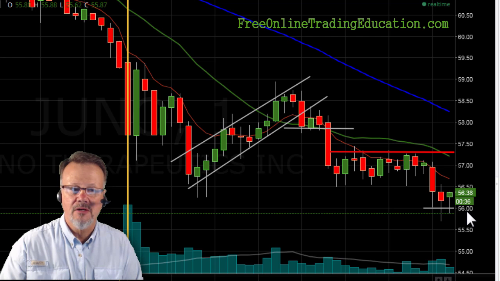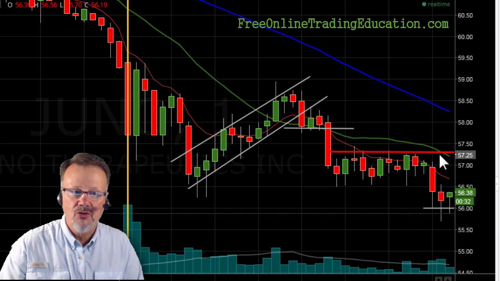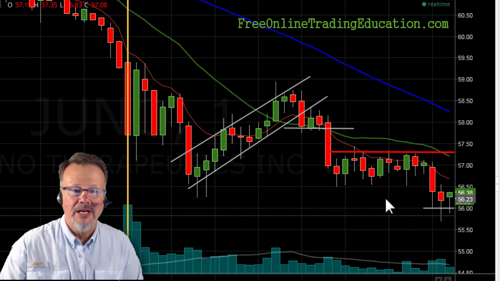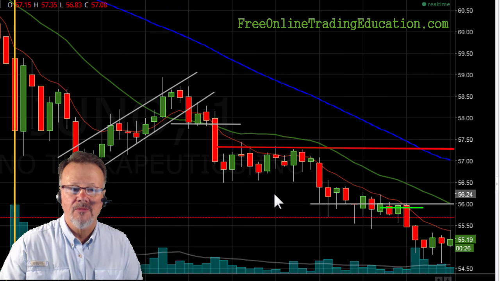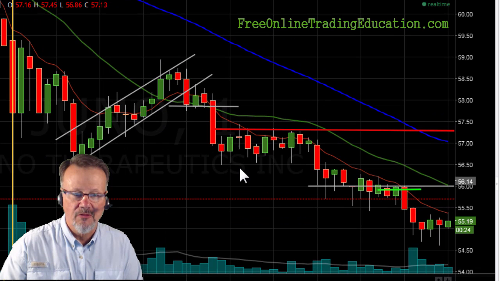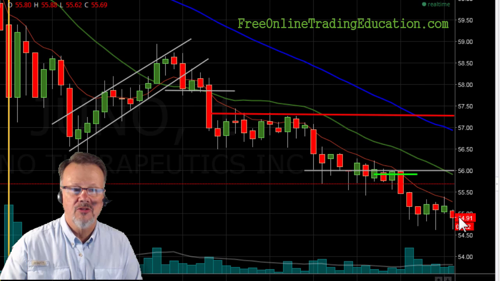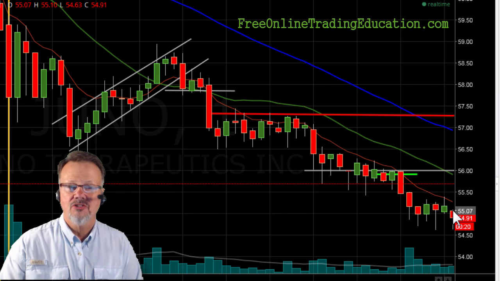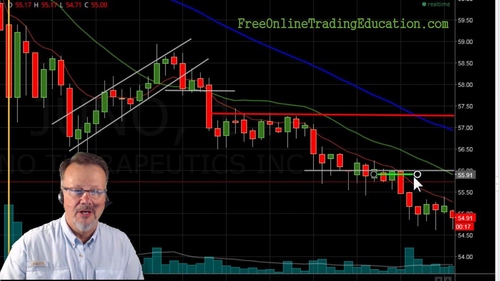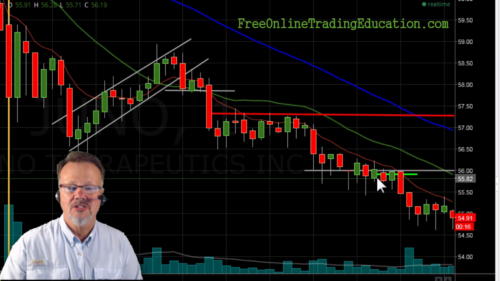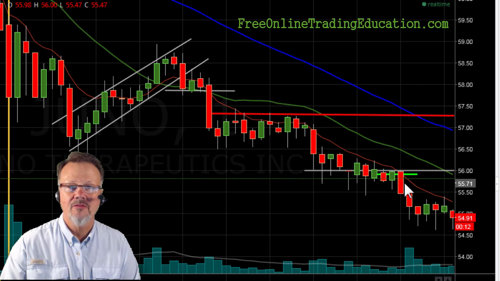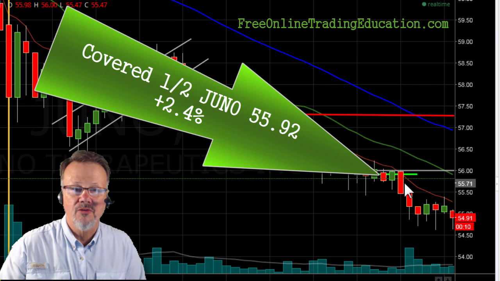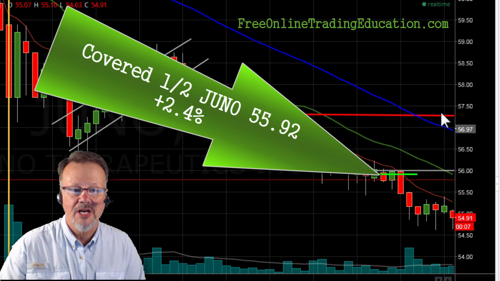Drops down here again to this $56 level. So I'm bringing my stop down to break even, and let's give it a little chance here to fall some more. And it fell, bam, there it goes. It fell again, this time to this $55 support area. All right, but while it was at that 56, it was sitting there a long time, so I went ahead and I did cover half of it for $55.92 for 2.4% on that first half.